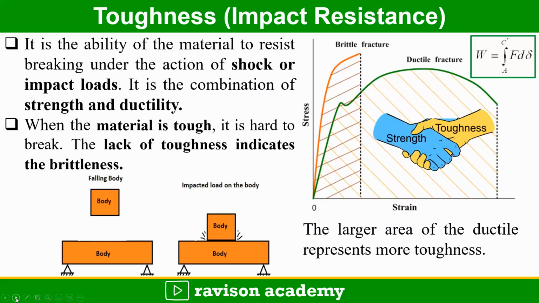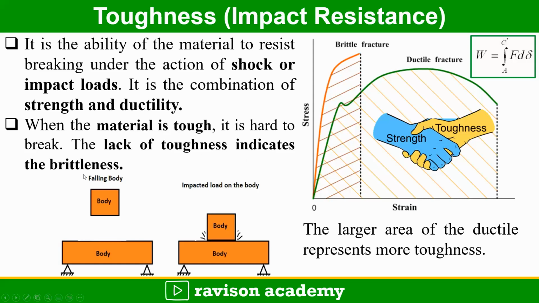Coming to toughness, toughness is a very important property of the material. Toughness is the ability of the material to resist breaking under the action of shock or impact loads. Toughness is the combination of strength and ductility. When the material is tough, it is very hard to break. The lack of toughness indicates brittleness.